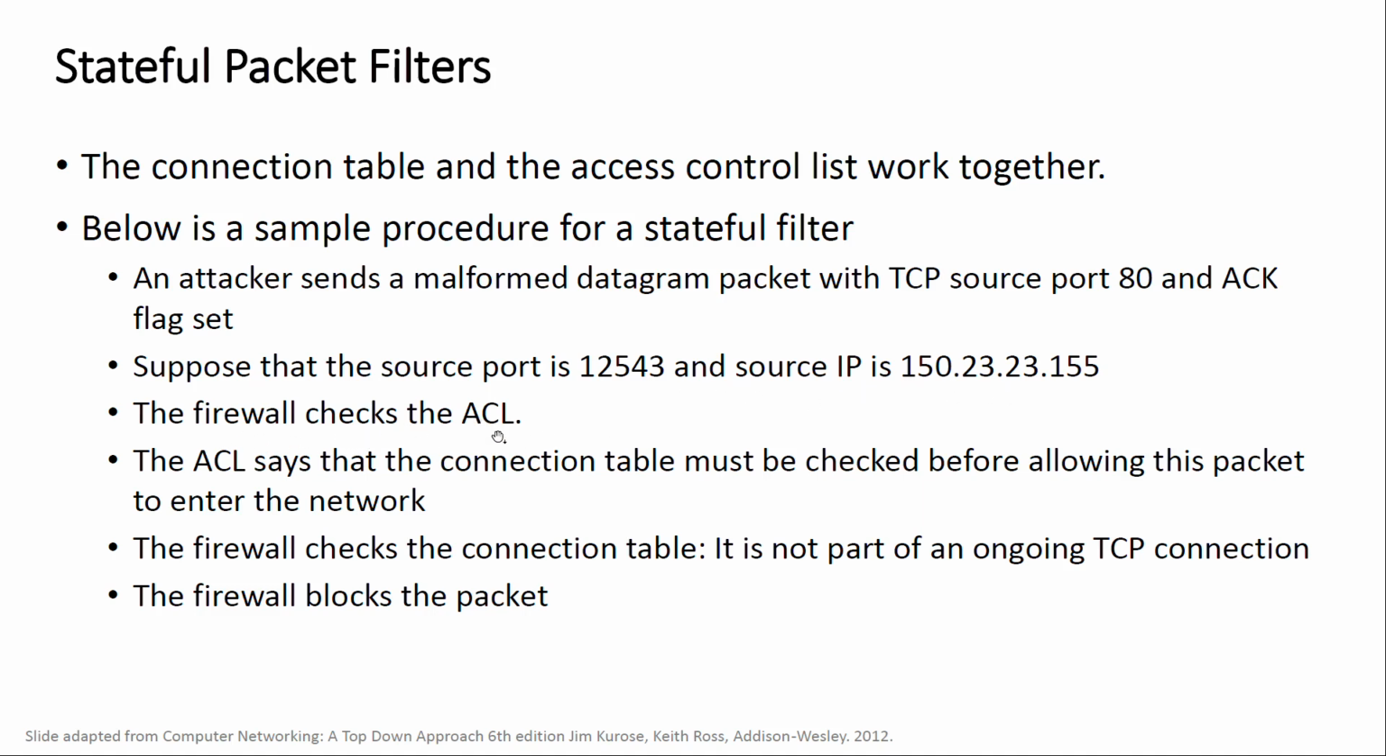The firewall checks the ACL. The ACL says that the connection table must be checked before allowing this packet to enter the network. The firewall checks the connection table. It is not part of an ongoing TCP connection. The firewall blocks the packet.